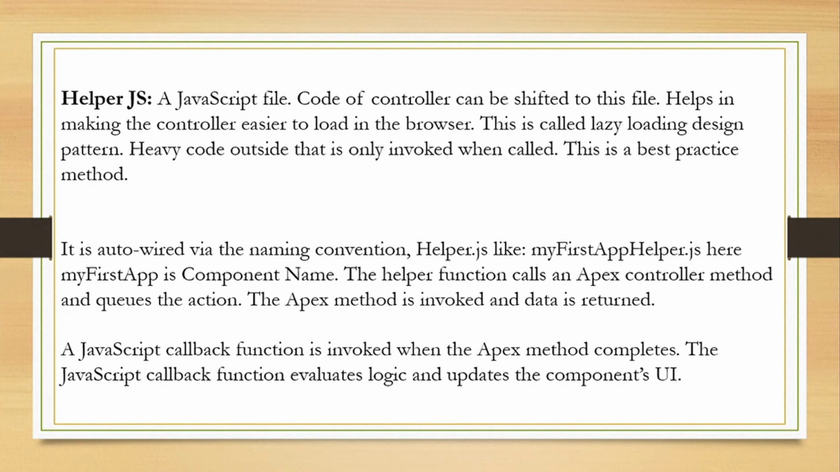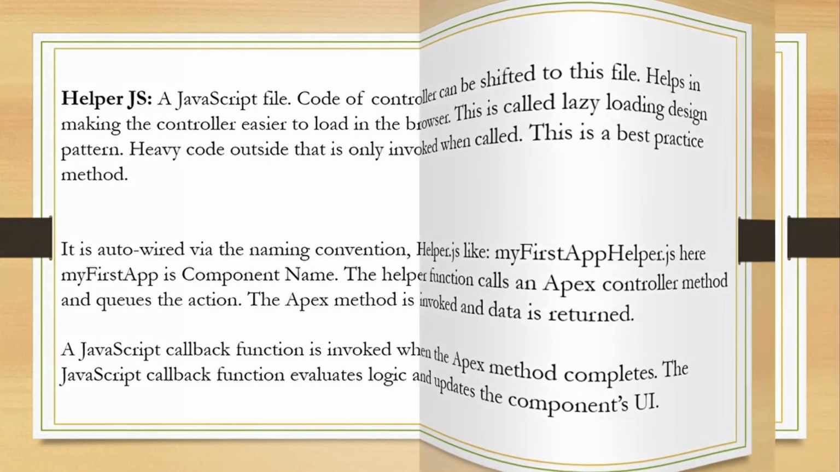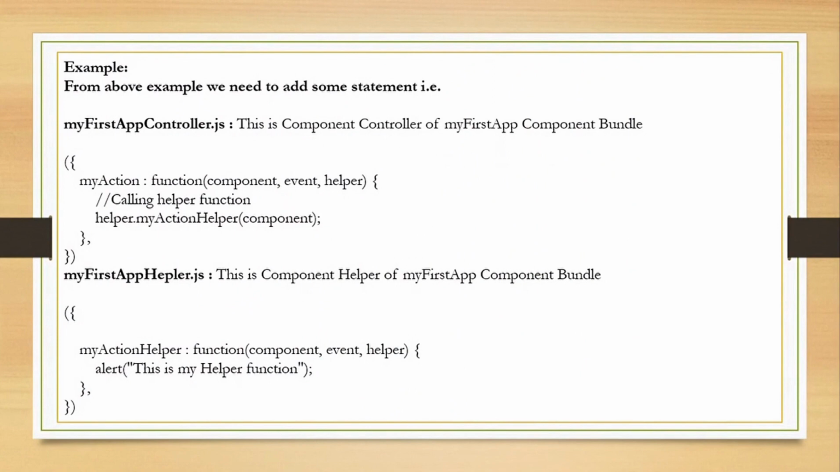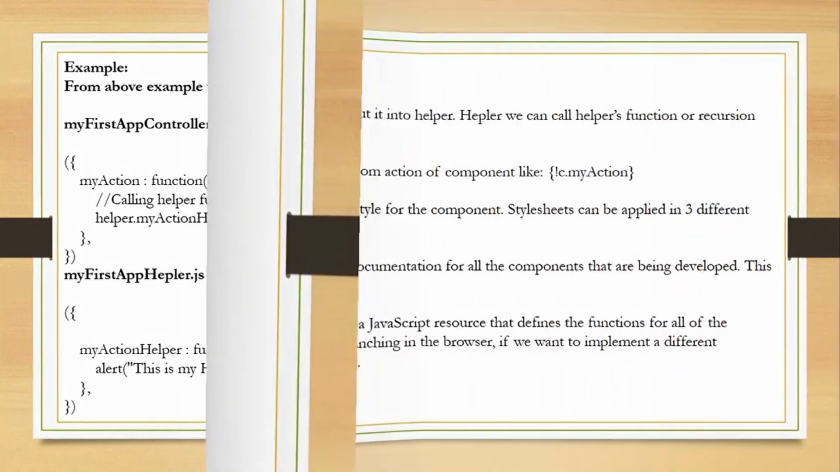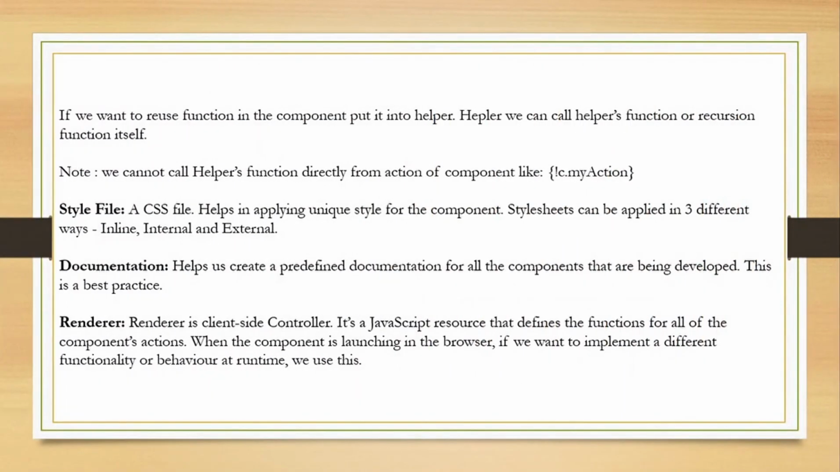The helper function calls an Apex controller method and queues the action. The Apex method is invoked and the data is returned. So here we have myFirstAppController.js and myFirstAppHelper.js. If you want to reuse a function in the component, put it into a helper.